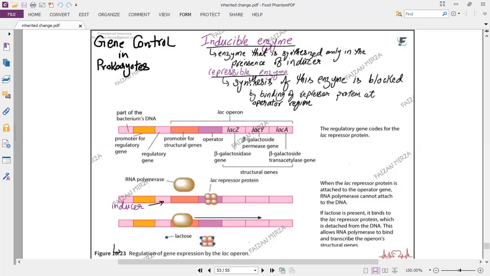In this case, the repressible enzymes are those whose synthesis is blocked by the binding of a repressor protein at the operator region, which you saw: when the lac repressor protein is attached to the operator region, the RNA polymerase cannot find its attachment site on the structural gene promoter.